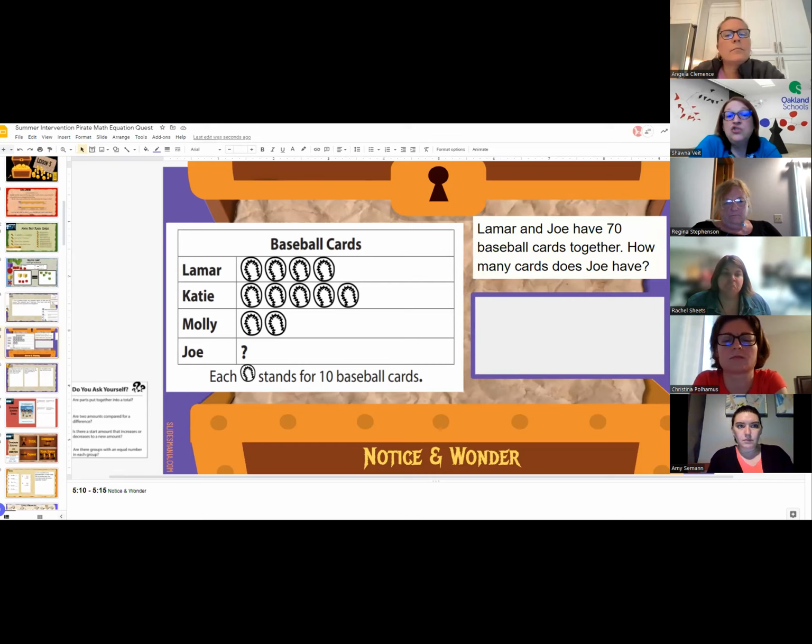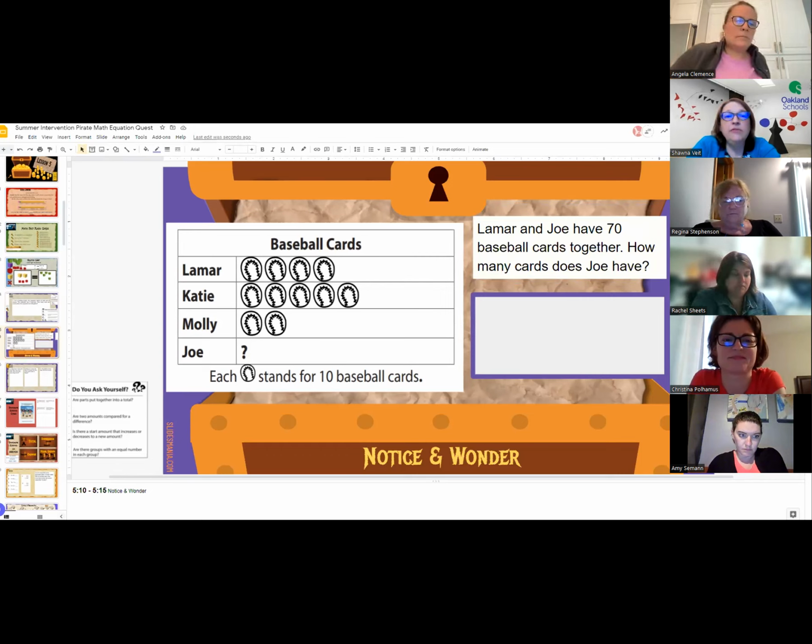How many cards does Joe have? And I don't think anyone asked that question. And that's okay. So how many cards does Lamar have? Because we would need that information to figure this out. Lamar has how many? 40. 40. Beautiful. And together they have 70.